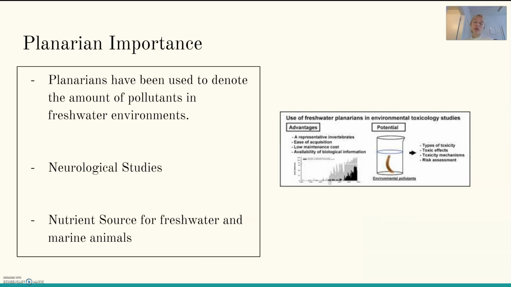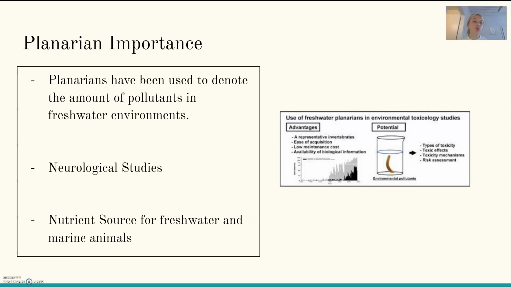Planarians are super important for several reasons. They're huge for human studies, and that has been done in neurological studies and in studies of pollutants in freshwater environments. Planarians are a good indicator of how much pollution is in a freshwater environment, so a lot of researchers have used planarians for that.